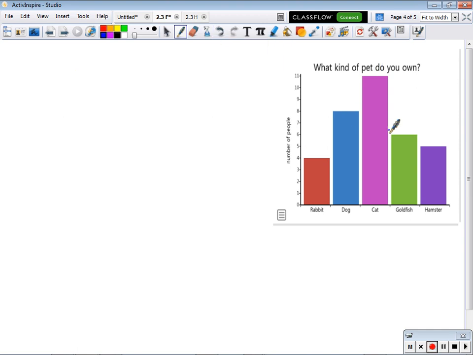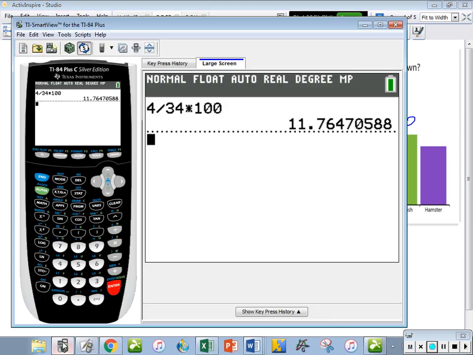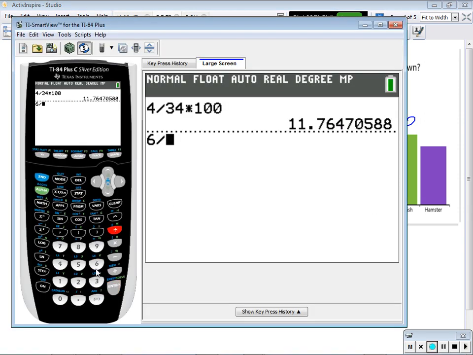So I'm going to go here to goldfish. It looks like there were 6 students who owned a goldfish. So I'm going to do the same thing here. I'm going to convert that to a percent. So I'm going to do 6 divided by the total times 100. Right? So when I do that, here I got 6 divided by 34 times 100.